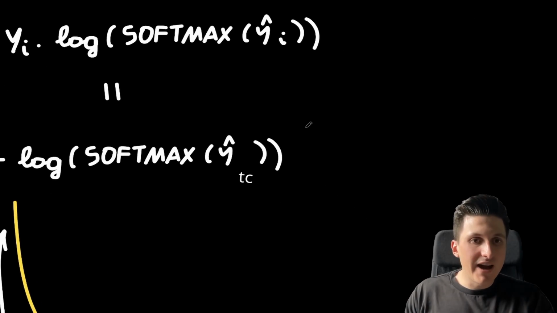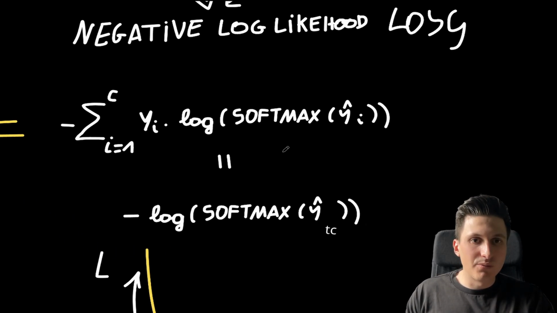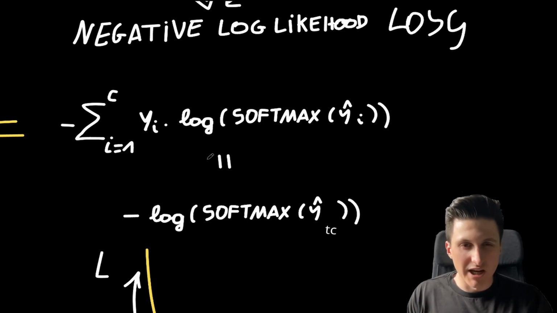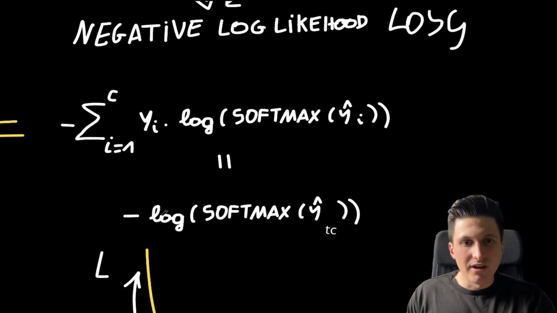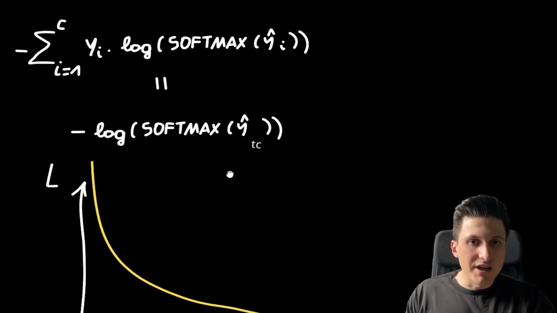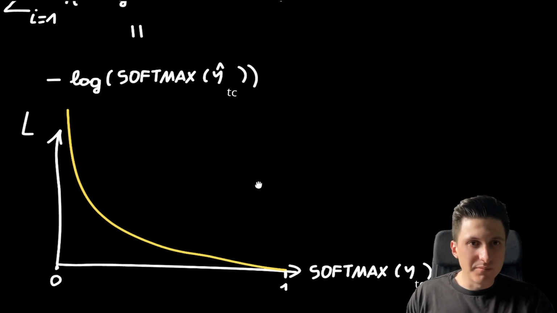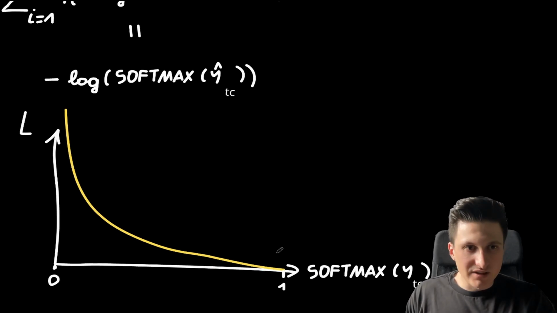And we can simplify this a bit because we have a multi-class classification task, so only one E will actually be 1, because there's only one true label for every sample. So this can basically be simplified to just this: the negative log of the softmax of the prediction that corresponds to the index of the true class.